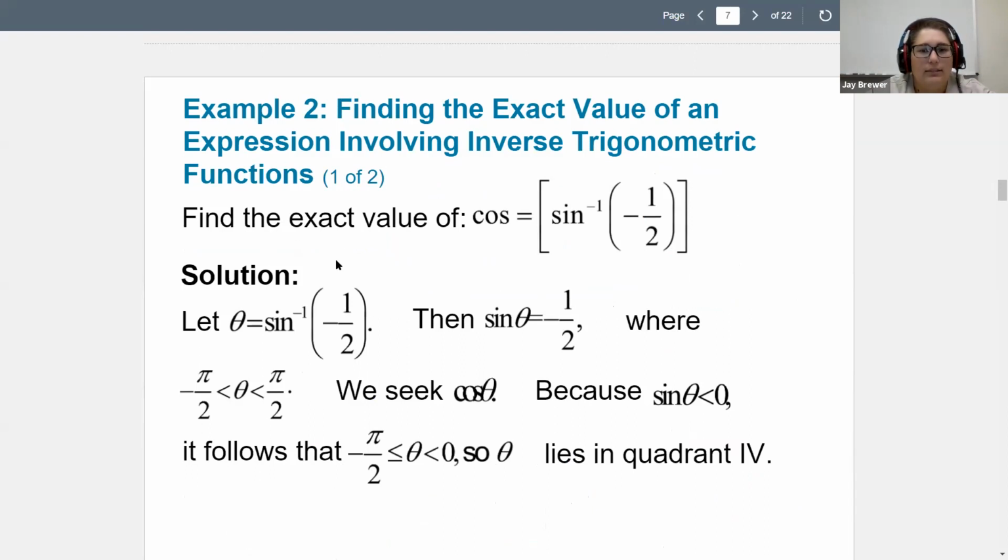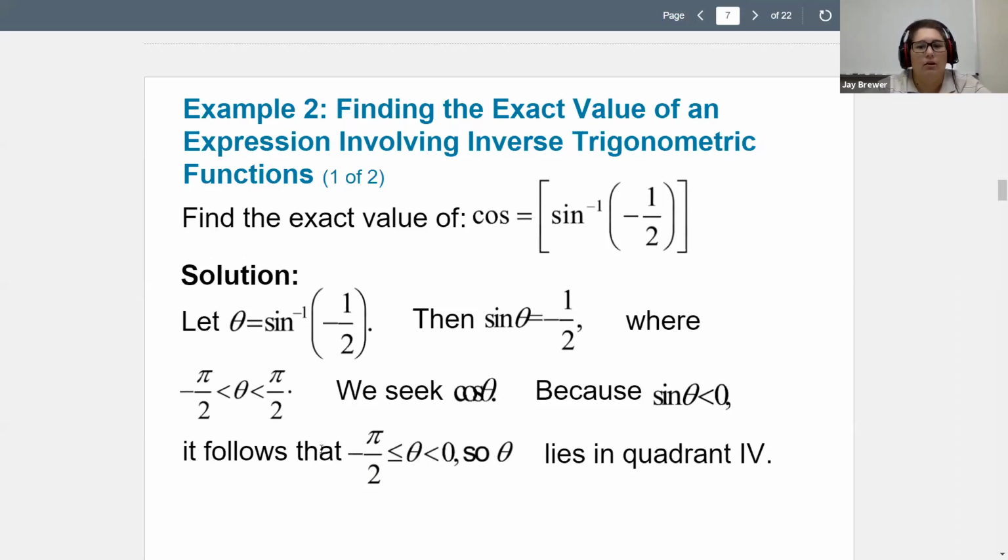All right, now we're going to look at the example of cosine of the sine inverse of -1/2. So this is what we have to think about first. We're going to let theta equal sine inverse of -1/2. So then that means that the sine of theta is equal to -1/2. So where between negative pi over 2 and pi over 2, you got to think about where you're looking at there. And then you also have to realize that you're looking for the cosine of theta. Because we have sine theta is less than 0, because it's equal to a negative number, it follows that you're looking between negative pi over 2 and 0. So you're looking at quadrant 4.